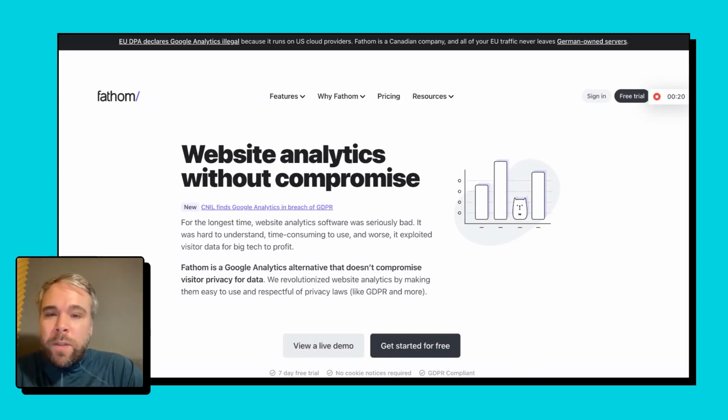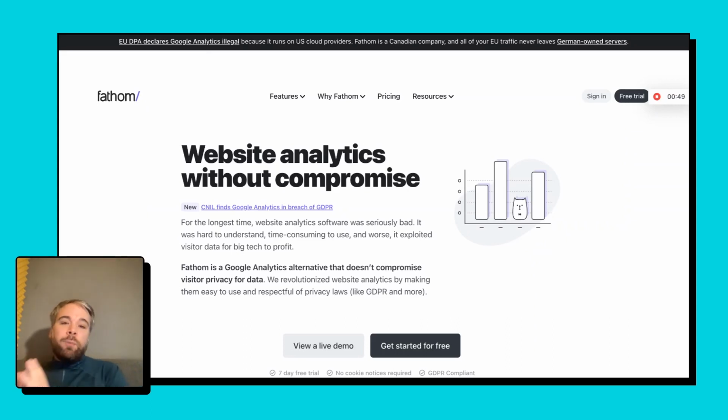On Fathom, we'll see how they've used text to explain life before and after using their tool. For the longest time, website analytics software was seriously bad, hard to understand, time-consuming to use, and worse, it exploited visitor data for big tech to profit. And then after, Fathom is a Google Analytics alternative that doesn't compromise visitor privacy for data. We've revolutionized website analytics by making them easy to use and respectful of privacy laws.